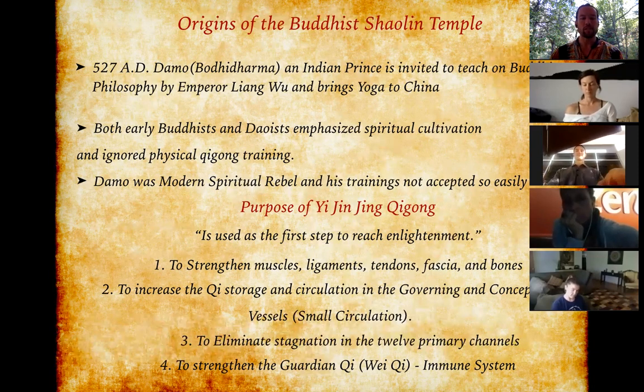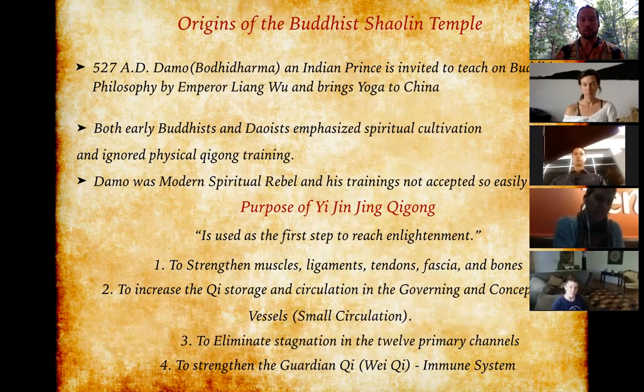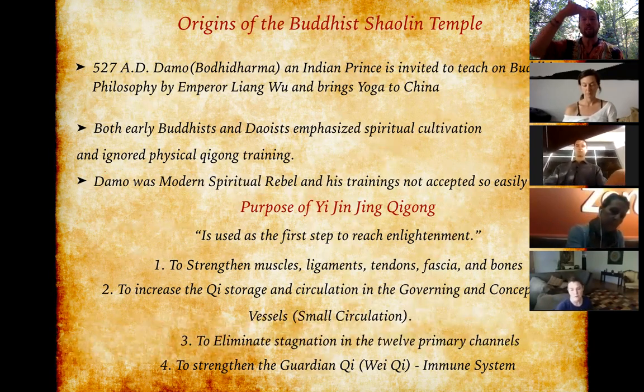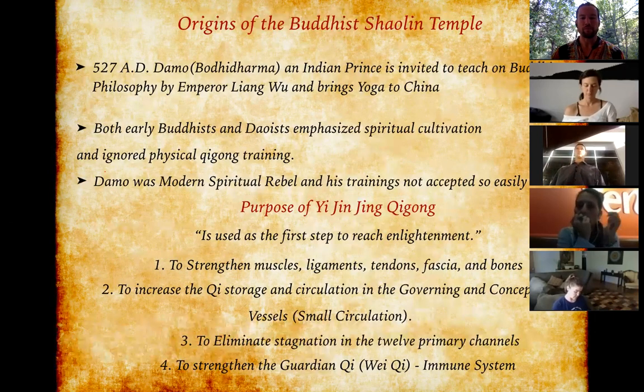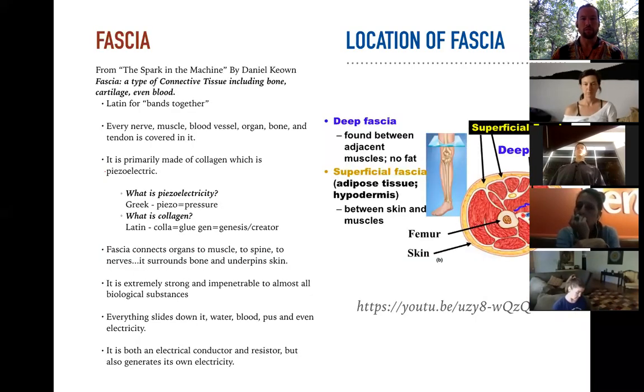And then the last is to strengthen the guardian qi, or the wei qi, the immune system. And all of this is essentially preparation, but integral to moving the energy up the spine, into the brain, in what's called marrow and brain washing, which we are not going to get into this semester. All right, cool. So here we go.